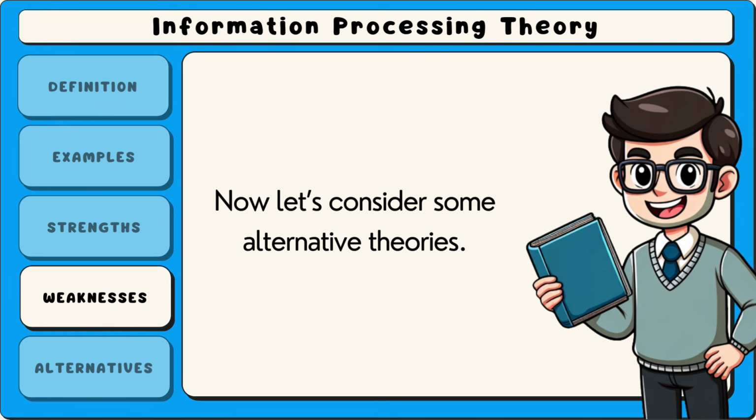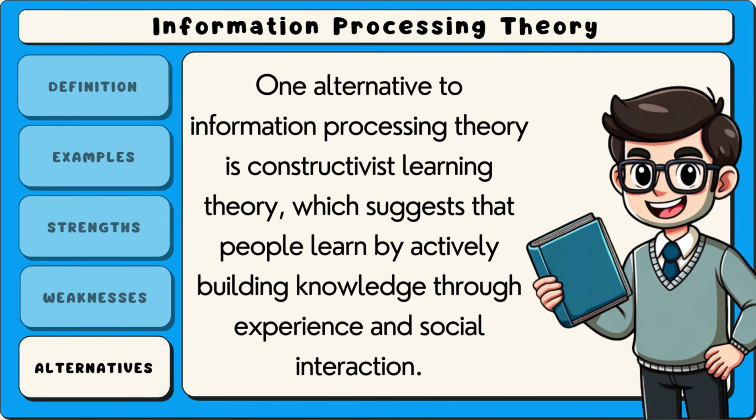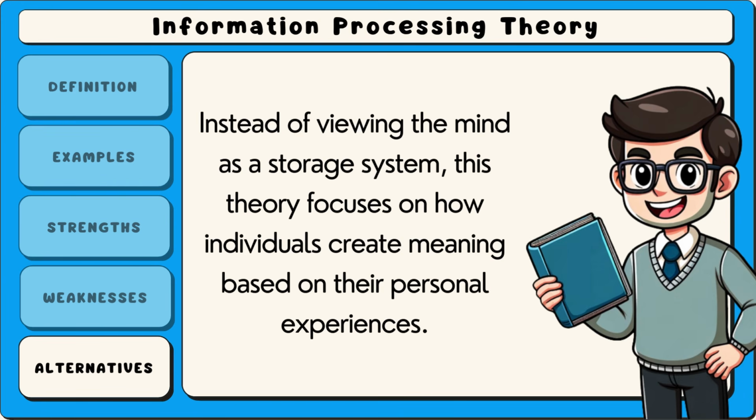Now let's consider some alternative theories. One alternative to information processing theory is constructivist learning theory, which suggests that people learn by actively building knowledge through experience and social interaction. Instead of viewing the mind as a storage system, this theory focuses on how individuals create meaning based on their personal experiences.